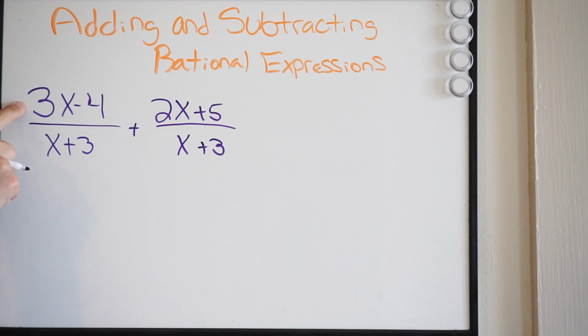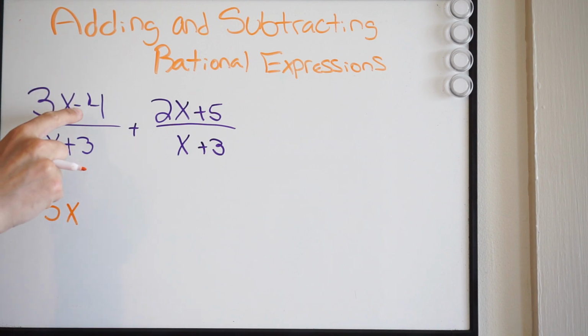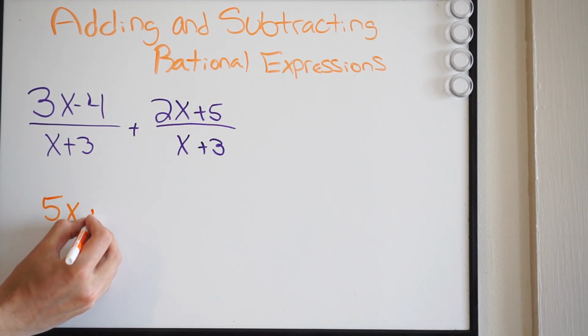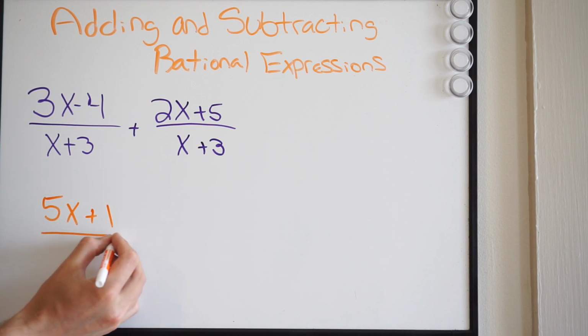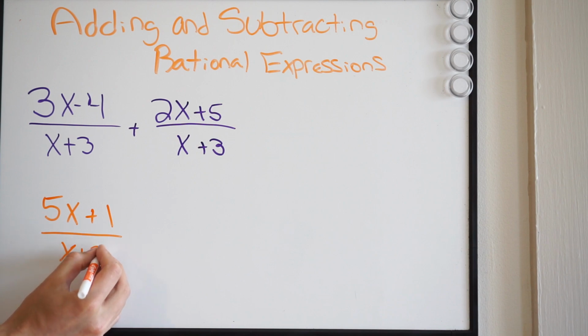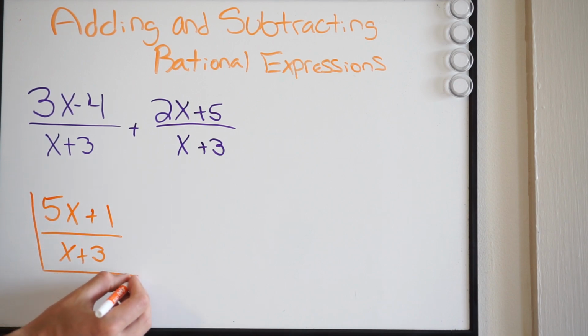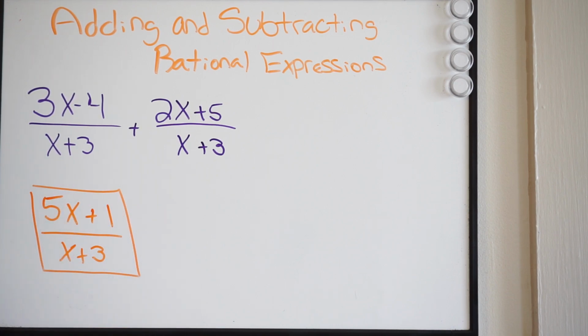So we'll have 3x plus 2x, which will make 5x. Alright, so I'm just combining the like terms. A negative 4 plus a 5 is going to be positive 1. Okay, and this is all over our common denominator here, which is x plus 3. Okay, and this is your final answer right here.